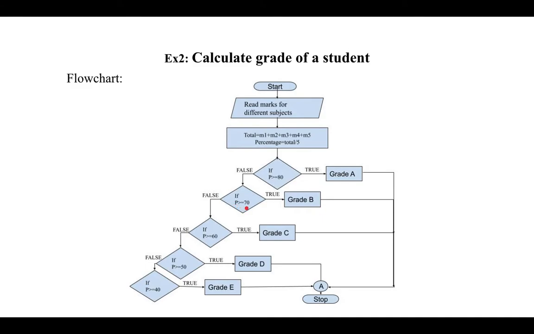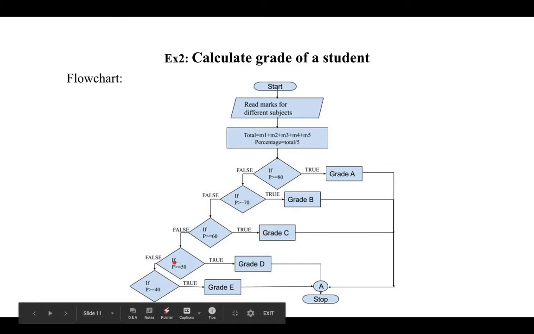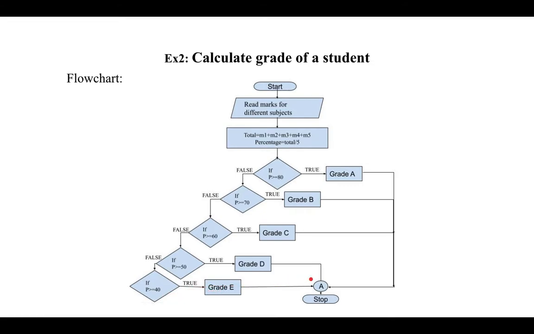If the percentage is greater than or equal to 70 and it is true, then you find the grade B, or else again you go for another condition: percentage greater than or equal to 60 and less than 70. If so, the grade is C. Else again check the conditions. If percentage is greater than or equal to 50 and less than 60, the grade is D. Else again check the conditions. If percentage is greater than or equal to 40 and less than 50, then the grade is E. Else you stop the process.